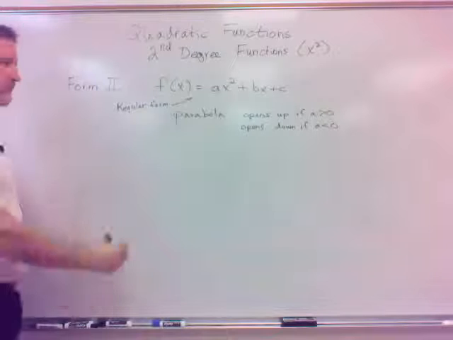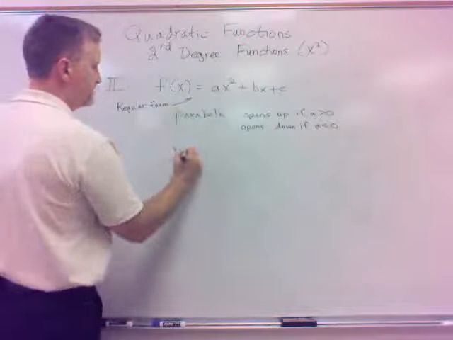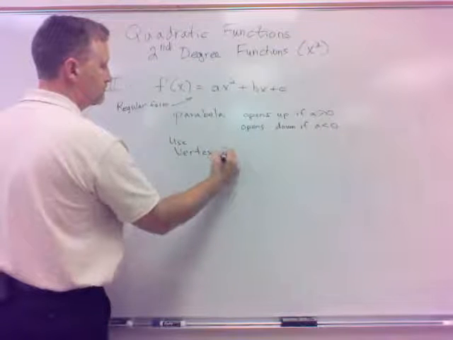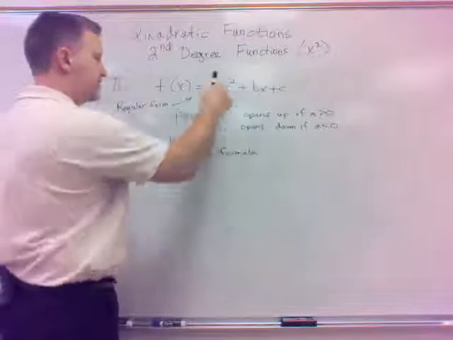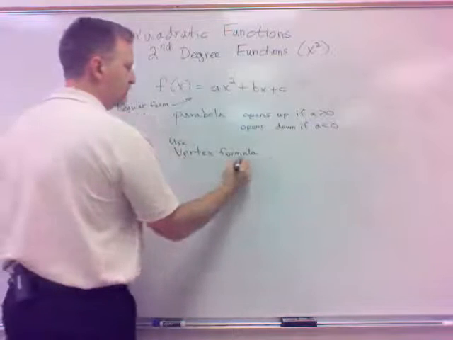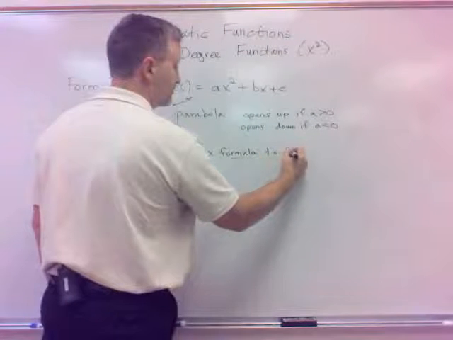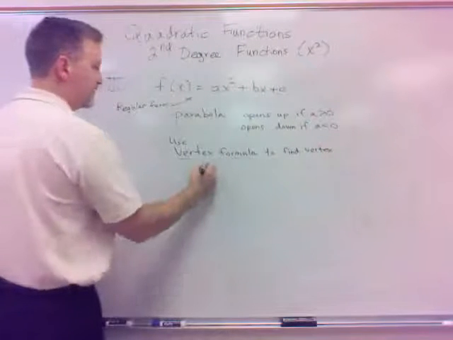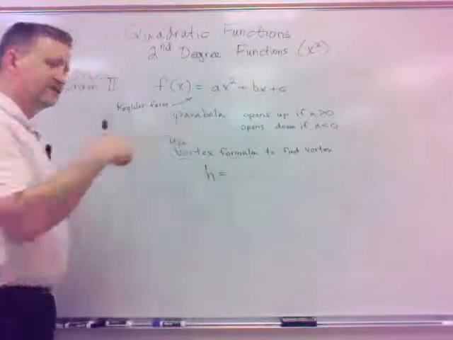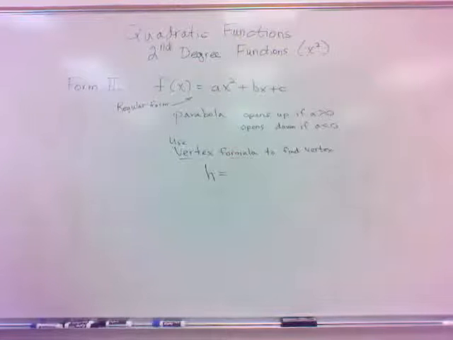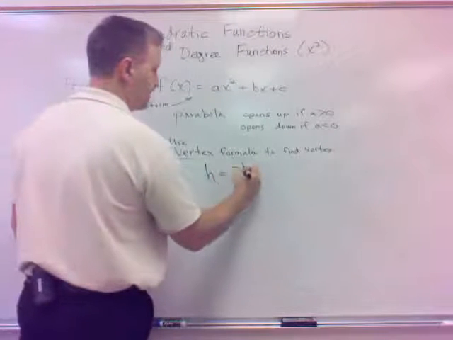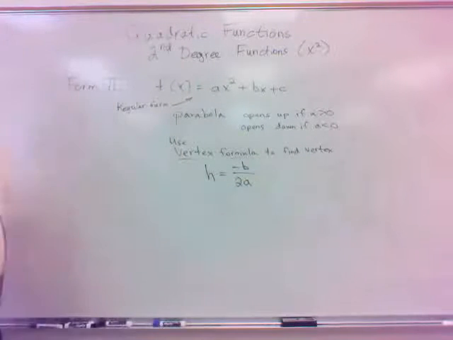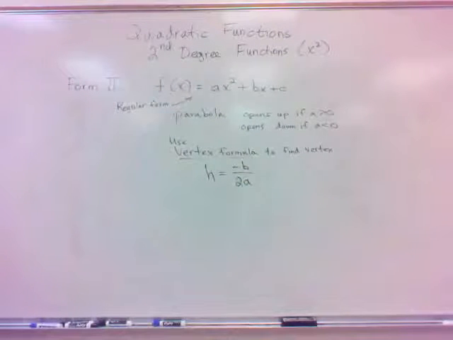Turns out what we're going to do in this case is, I'll refer to it as the vertex formula. If it's in this form right here, we're going to use the vertex formula to find the vertex. And here's what I mean by that. The vertex is h, k. The h of the vertex is going to be found by formula. It's going to be minus b divided by 2a. Minus b divided by 2a.